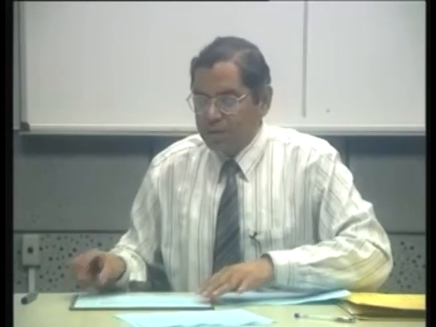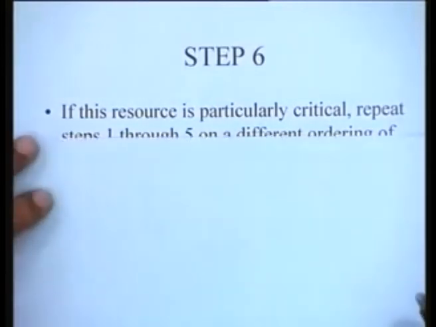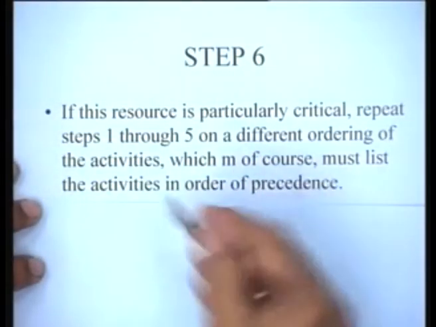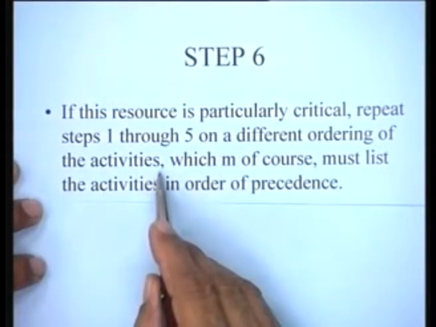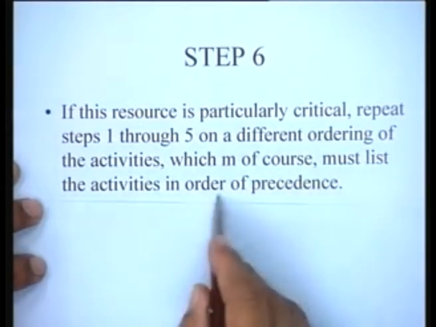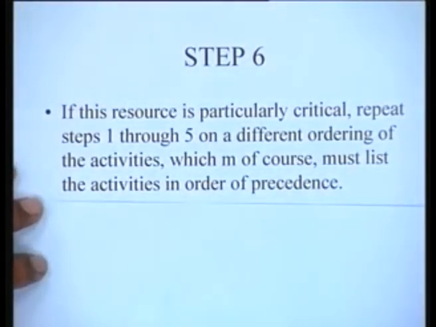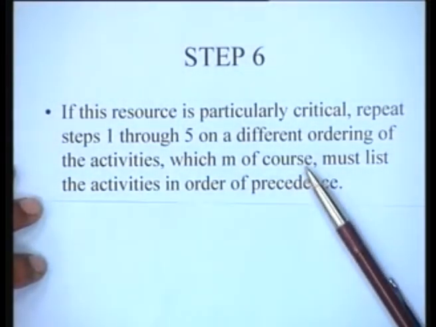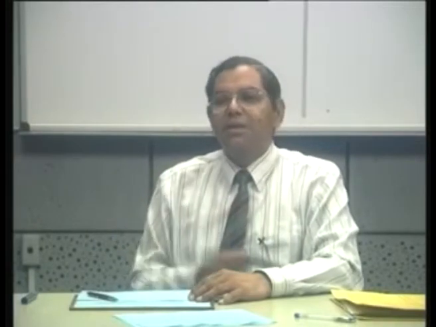So if this resource is particularly critical, then repeat the whole process, he says, on a different ordering of the activities, which must, of course, list the activities in order of precedence. Okay? We started off with one particular precedence order. You know that there are many topological orderings. You can start with some other topological ordering and do the same thing. And since it's a heuristic procedure, you might get a better solution. That's the only thing. He says if this resource is critical, then you might as well do it for a couple of different topological orderings, and there is a possibility that you might get a better solution.